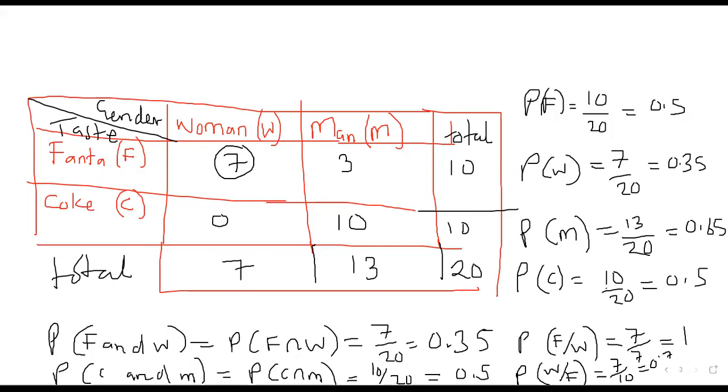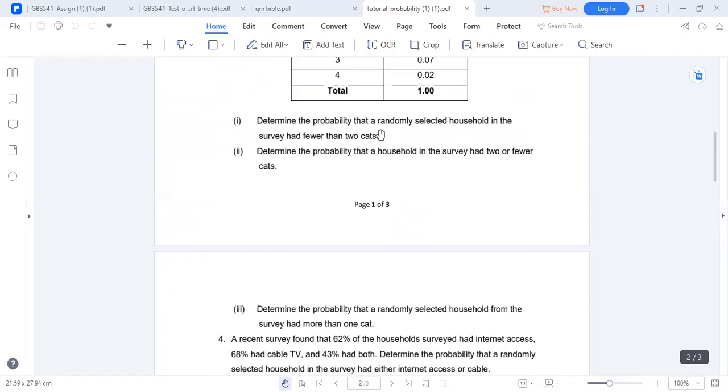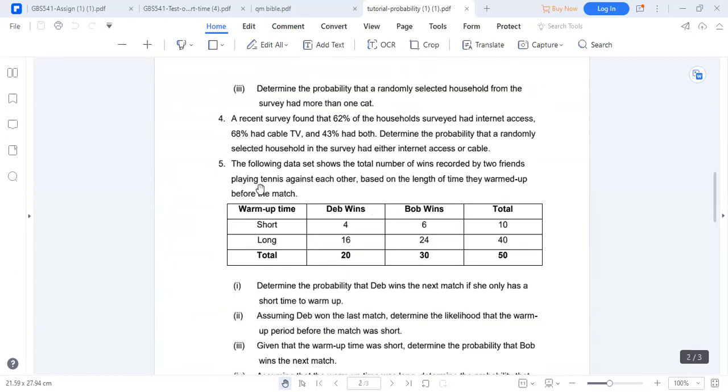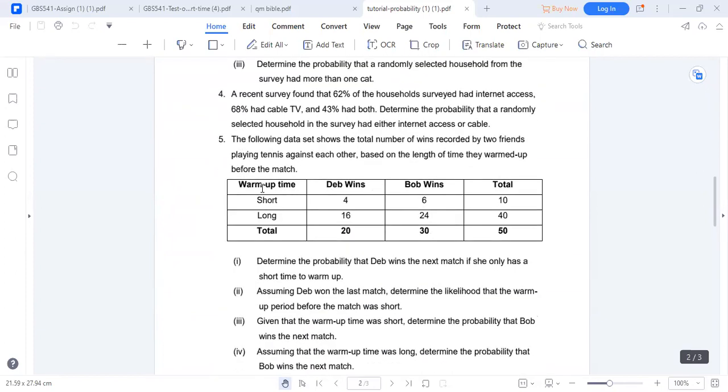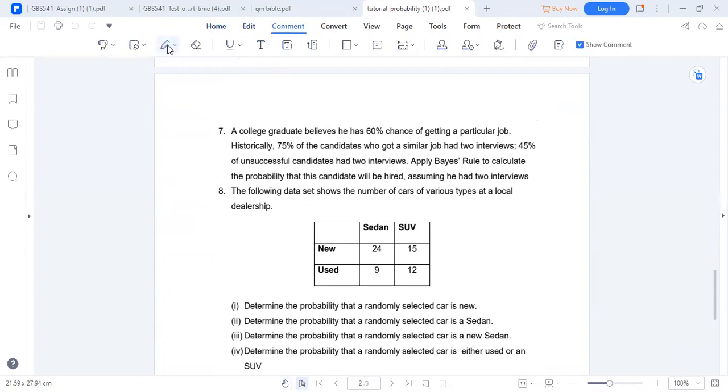let's go to our tutorial sheet. We have this tutorial sheet here on probability, and we start with question 8. We have the data set of cars from a local dealership. The first thing you do is total up. Can you give me the totals?